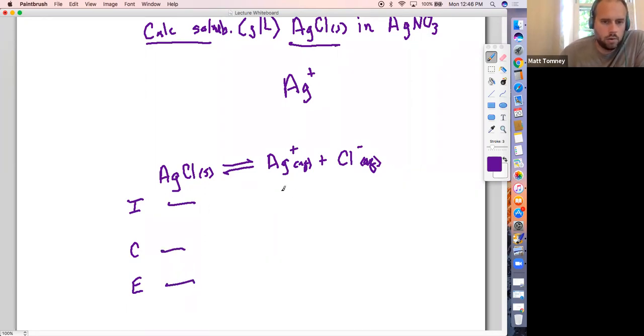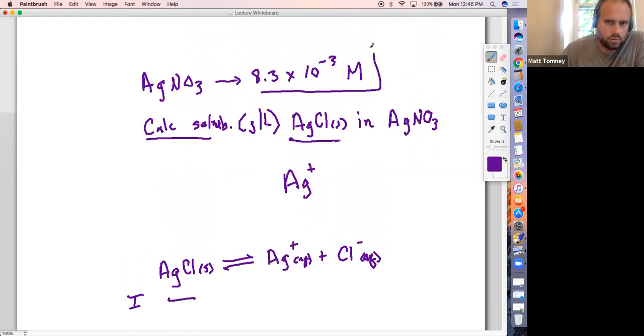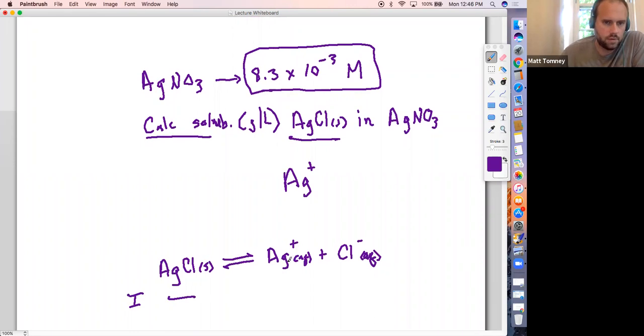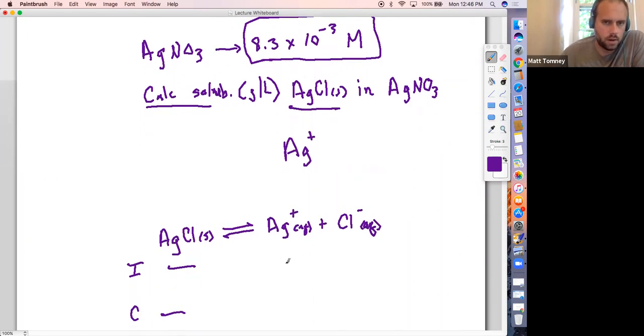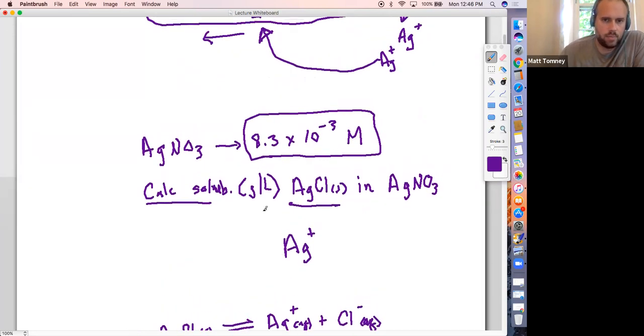However, normally I would say my solid dissociates, and at time initial, these are both 0. This is where that changes. At time initial, silver is not 0. Silver is now present before I ever add the silver chloride. I have some amount of silver present in the solution, right? Now, the amount of silver that's present depends on how the AgNO3 breaks down.